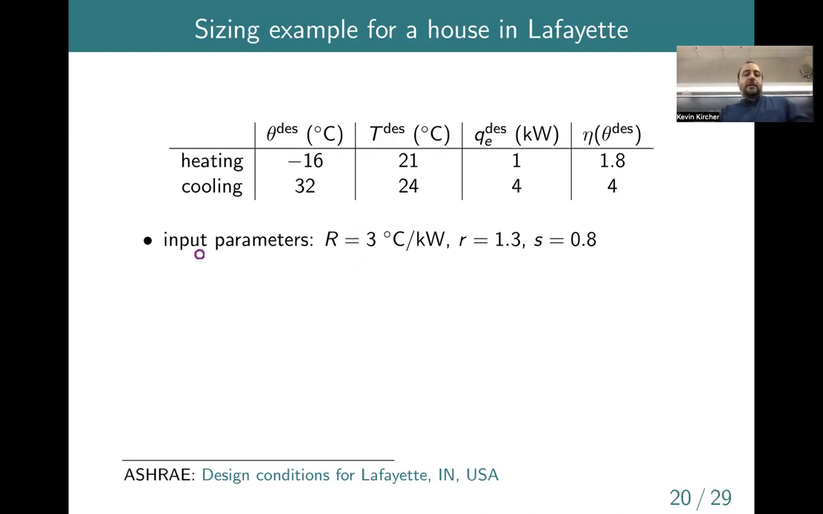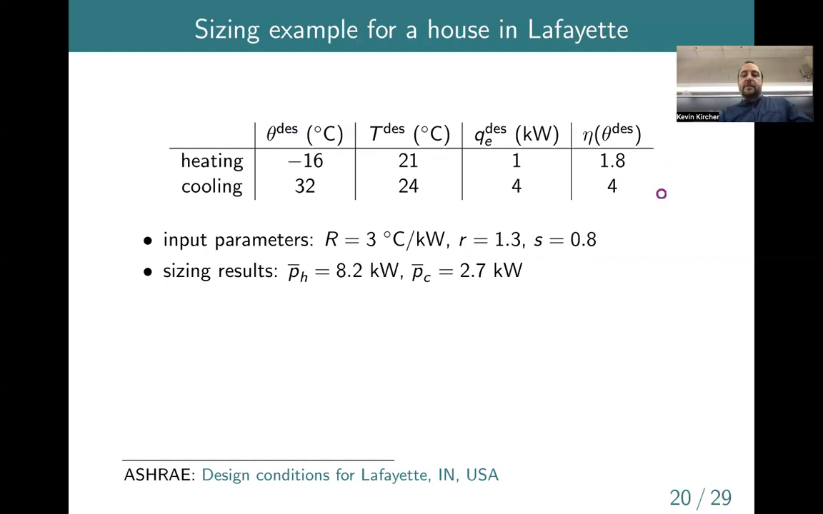And then the input parameters that I'm using here are capital R of about 3, and then an oversize ratio, little r, of 1.3. So basically 30% oversized relative to design load. And then I'm using a sensible heat ratio of 0.8. So 80% of the air conditioning we're doing is cooling the air, and then 20% is dehumidifying.